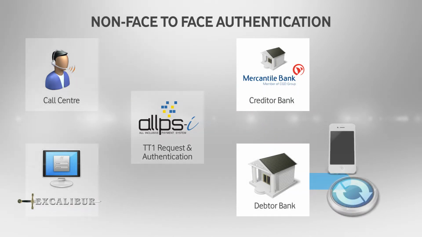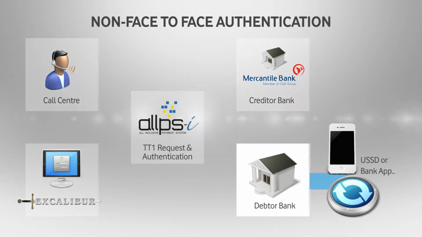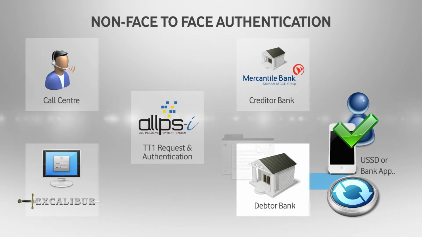The debtor's bank will then deploy an authentication mechanism via USSD or a banking app, requesting the debtor to authenticate the payment instruction using their cell phone. This authentication may be in the form of a push USSD message or an SMS requesting a USSD session to be initiated by the debtor, which is also referred to as a pull USSD. Once the debtor has authenticated the payment instruction while on the phone with the call center agent, the debtor bank will update their mandate register.